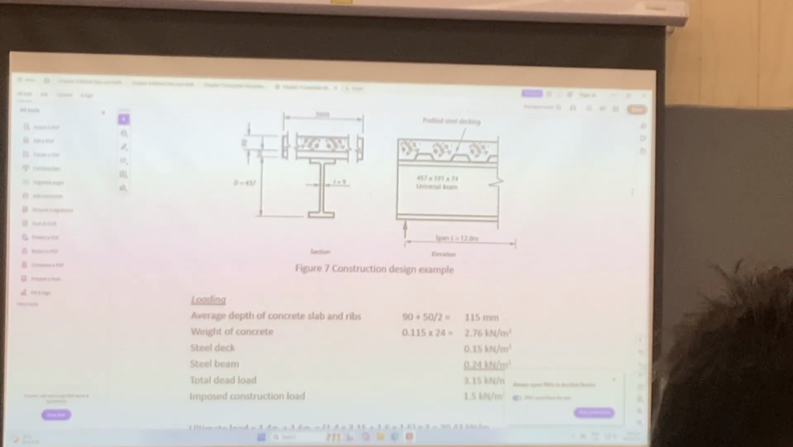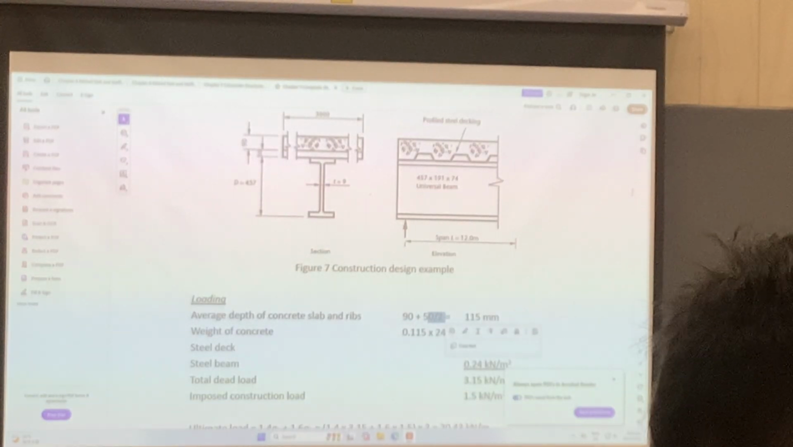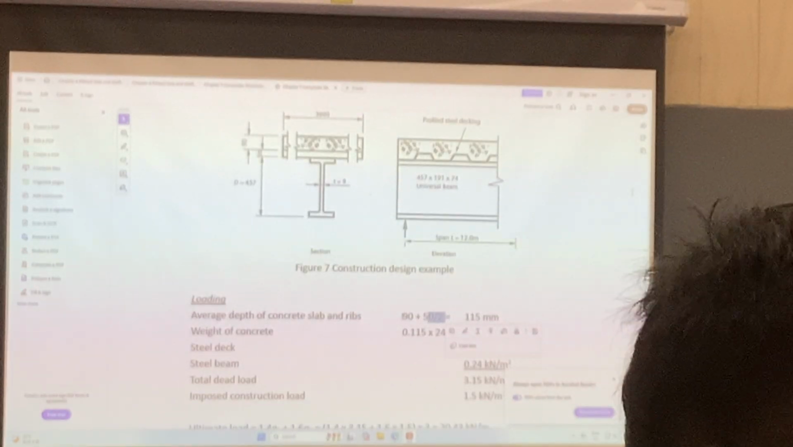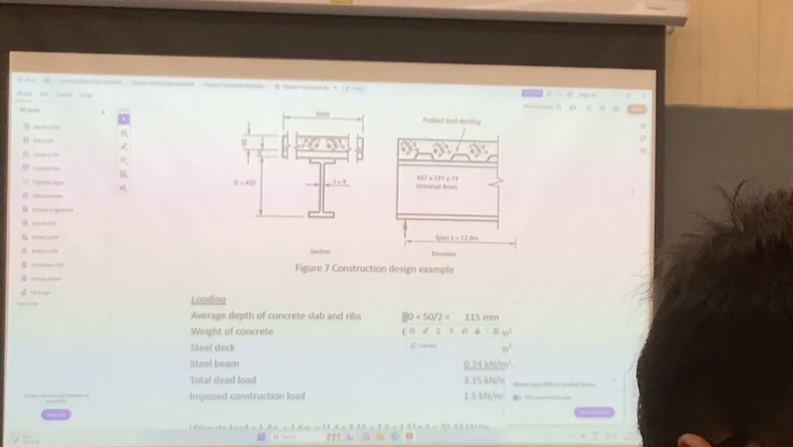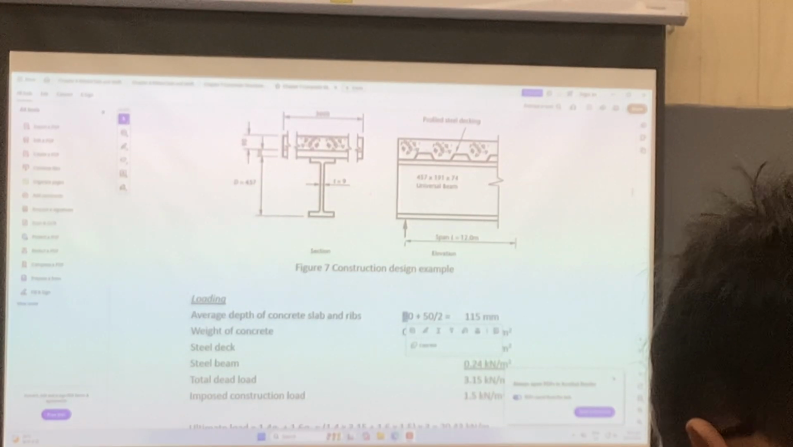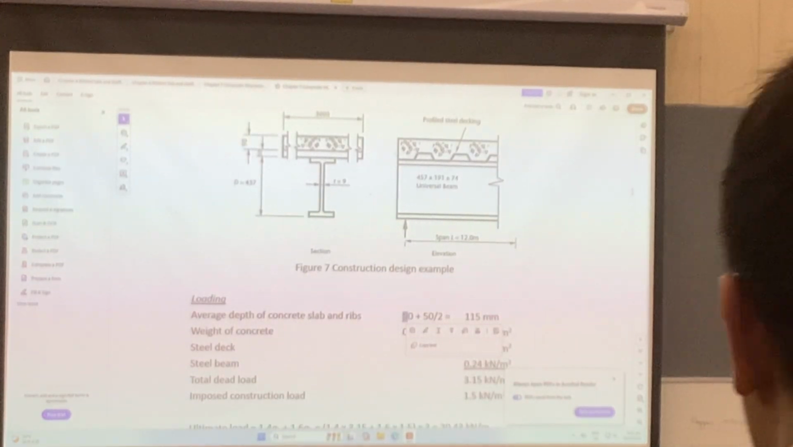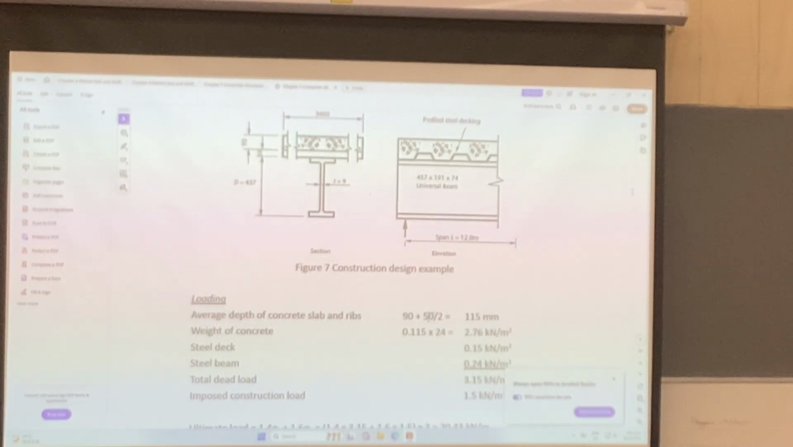So you can see the average depth of the concrete slab and the width. You can see that you have the width here, and then the depth is equal to 90, while the trough here is equal to 50. So you have 90 plus 50 divided by 2. So you want to check what is the average depth of the concrete here. So this is 90. 90 is actually up to the top part, that is from the top to the top of this trough. And this trough is 50 deep, so we take half, so it is 90 plus 50 divided by 2, okay.